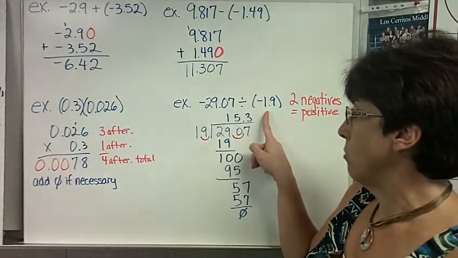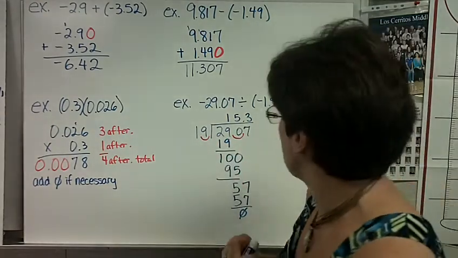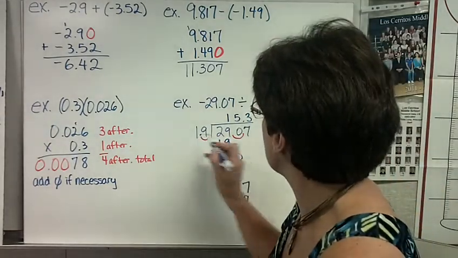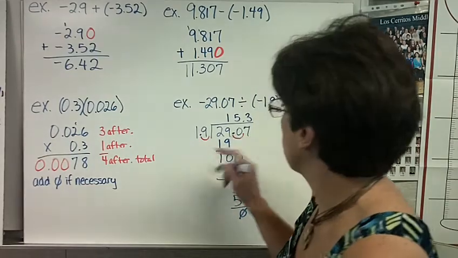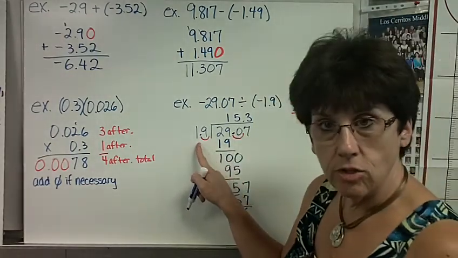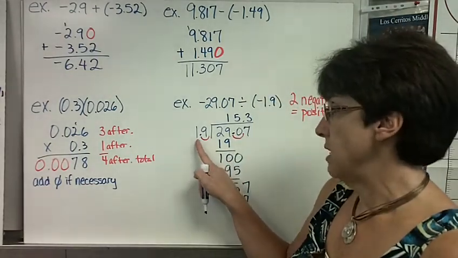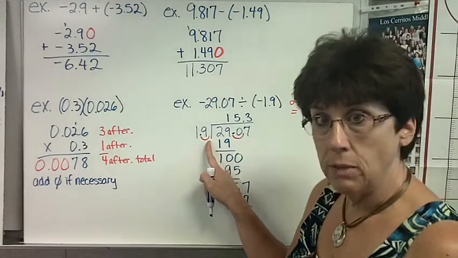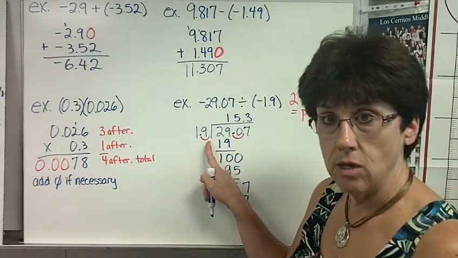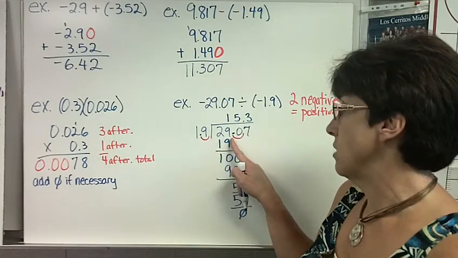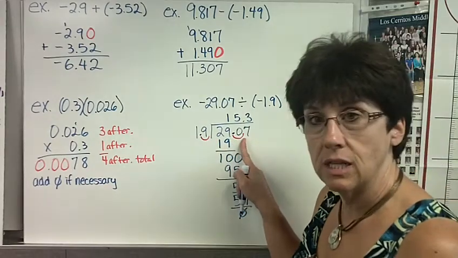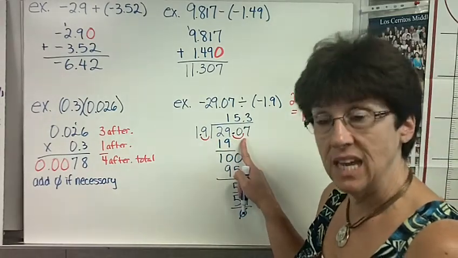So 29.07 divided by 1.9. Here was my decimal point. I moved it, so let me make sure you can see it. Here it was. Okay? You're not allowed to have a decimal in your divisor. So if I need to move it over one place here to make it not in the divisor, I also need to move the decimal point over one place here. Basically, I'm multiplying both numbers by 10.